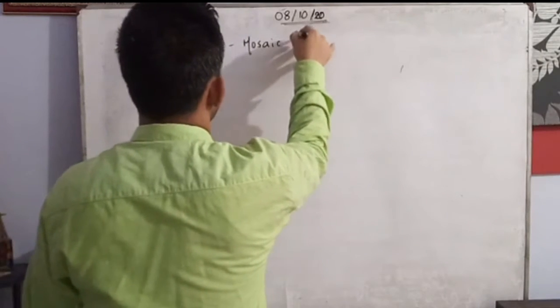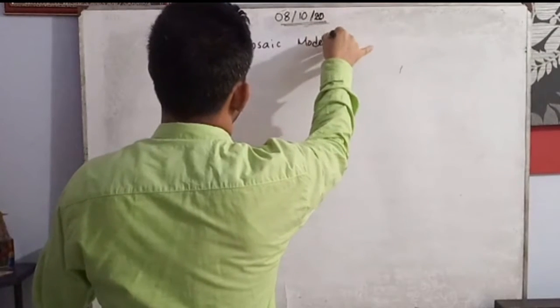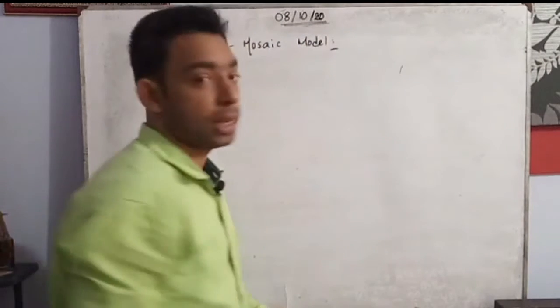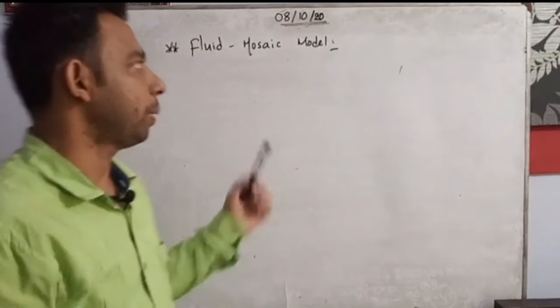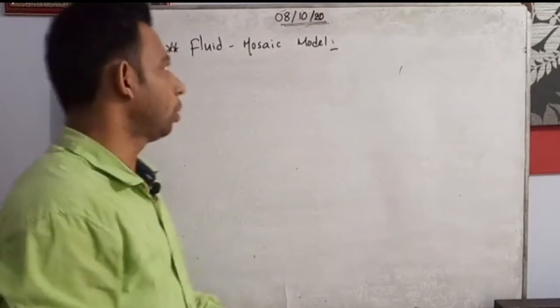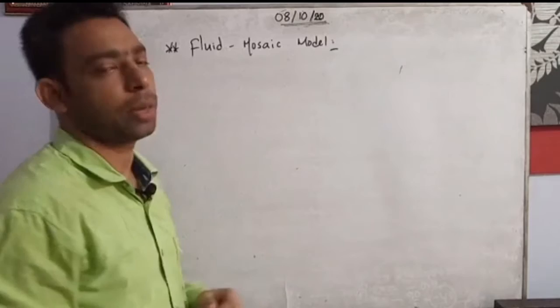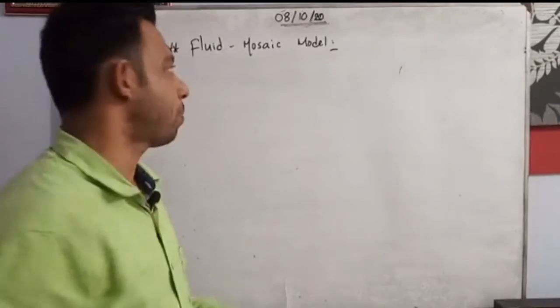Fluid mosaic model. It is on the basis of the cell membrane. What is the concept? Cell membrane or plasma membrane. On the basis of that concept, the fluid mosaic model is very established and very important.